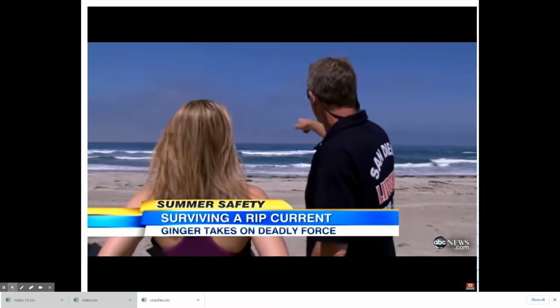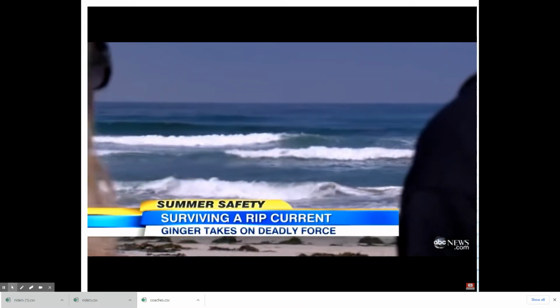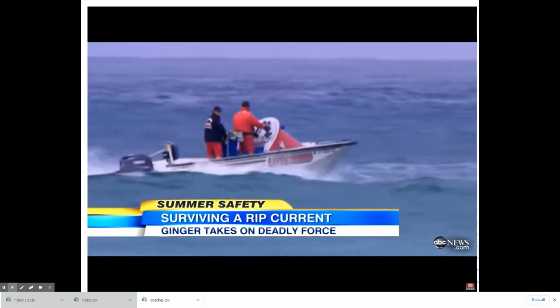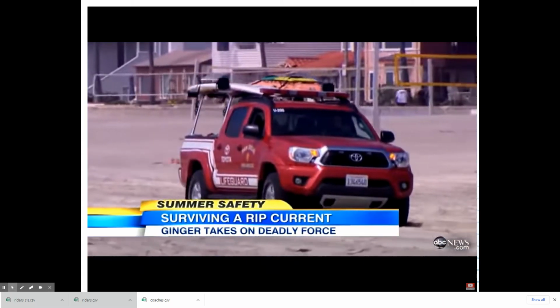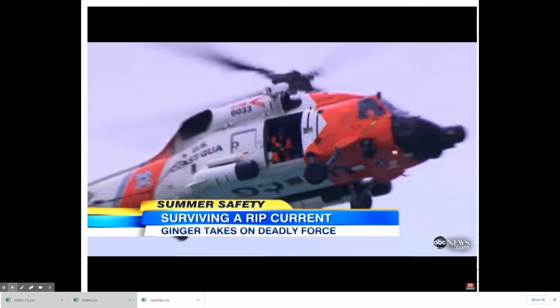Not quite. So when you enter the water in front of us, you're going to take a diagonal path out. It should carry you northerly and diagonal out to sea. Surrounded by safety, Patty, one of the San Diego guards, will be with me the whole time. And above, a Coast Guard chopper is monitoring everything.